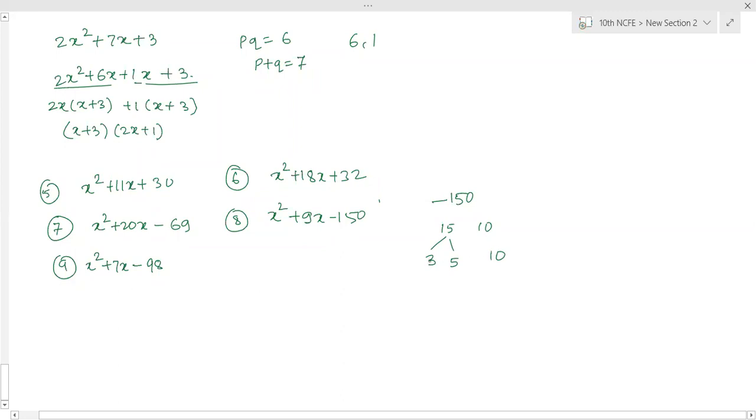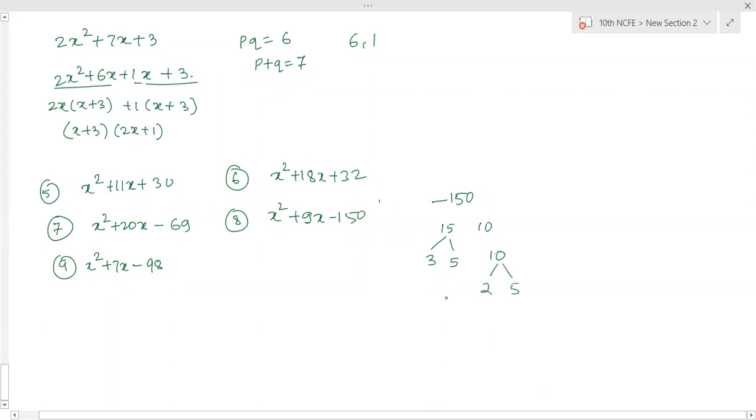10 into 3, 30 and 5. Does it work? No, ma'am. The difference of 30 and 5 is not 9. It will not work. 10 into 5, 50 and 3. Will it work? No, ma'am. No. Now further divide it.